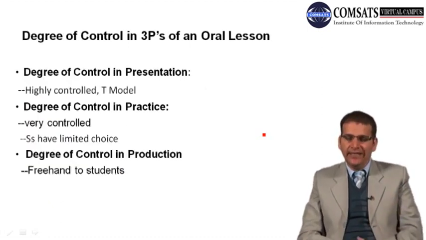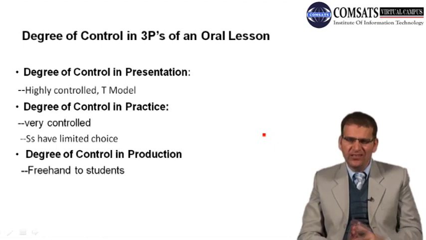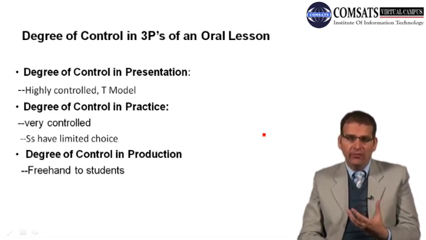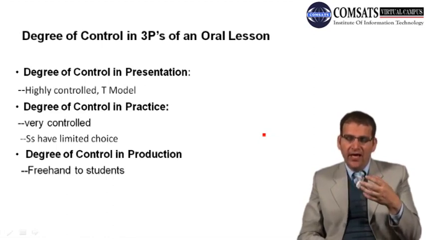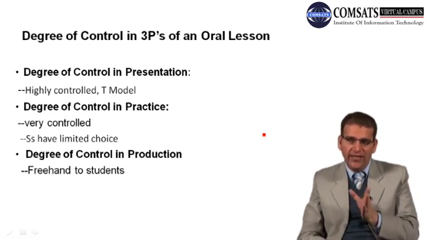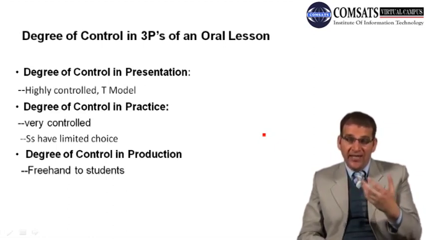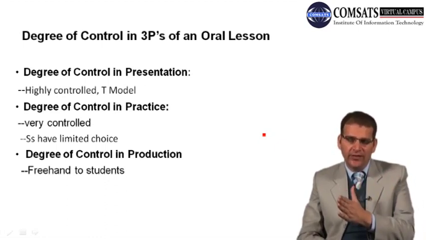Now the next is degree of control in 3Ps. Right? What is the degree of control? What does it mean, by the way? The control. How much control is there in the class? And you remember that we talked about in the presentation stage, the teacher, of course, presents, right? And in the production stage, we saw that shifts change. Now the student has to practice more. So let's see this degree of control in 3 stages.